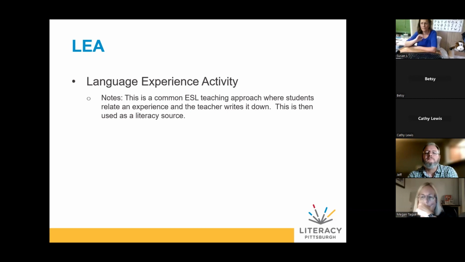And then once the teacher has written it down, it is used by the student and teacher as a literary source. So if the student does not have any literacy, they can use it to study, well, this is what this word looks like that you just said. Or it can be used to ask questions because the student already knows the story. So they can use this as a source of literacy. So that is an LEA.